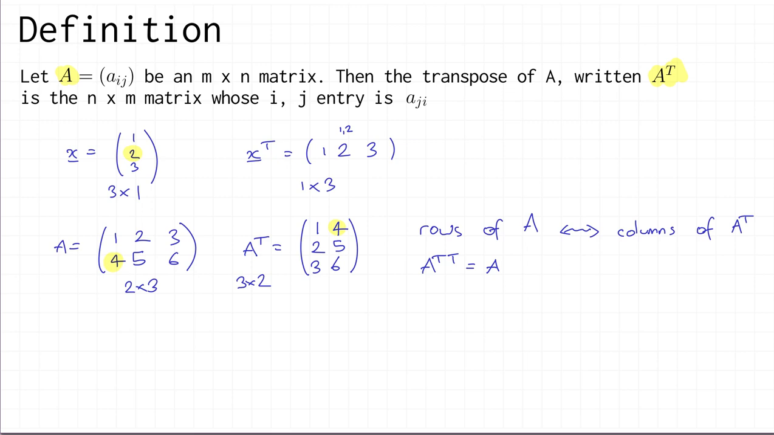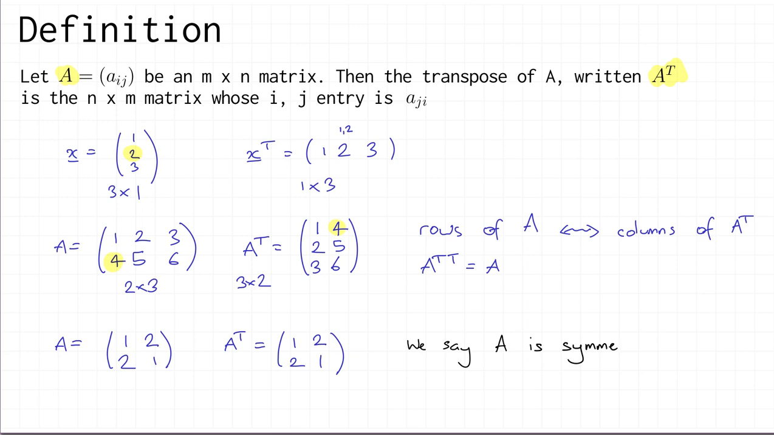Alright, let's try one more example. So we'll take a square example. Let's take A to be the matrix 1, 2, 2, 1, like this. Then A transpose is equal to 1, 2, 2, 1 again. So in this case, A is equal to A transpose. And there is a special word for matrices which are equal to their own transpose. So we say A is symmetric if and only if A is equal to its transpose.